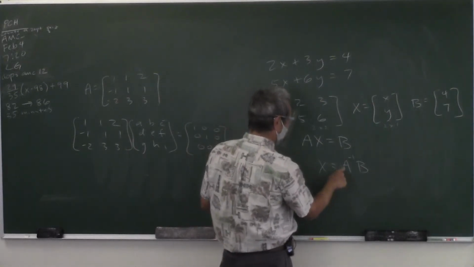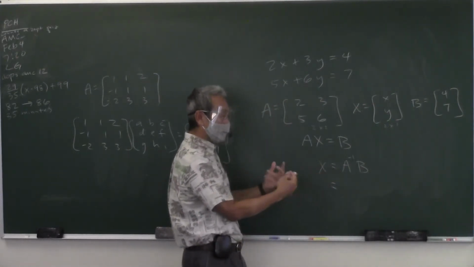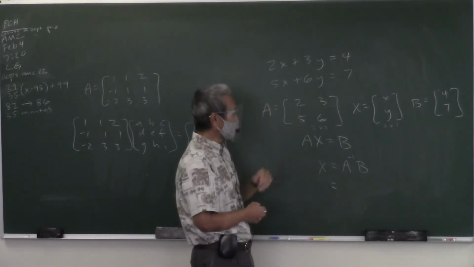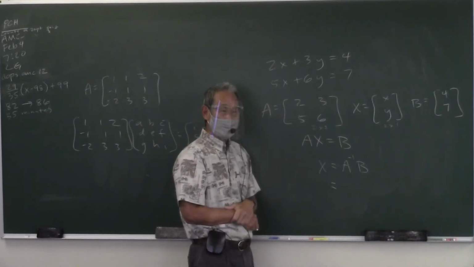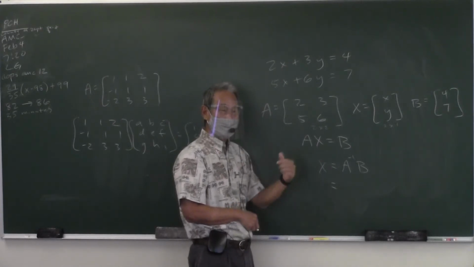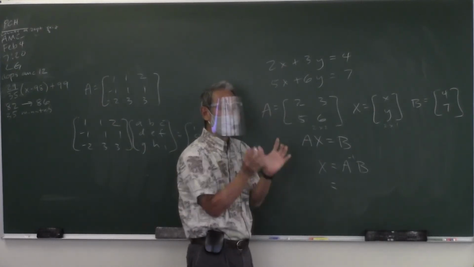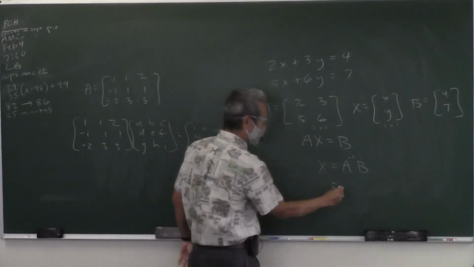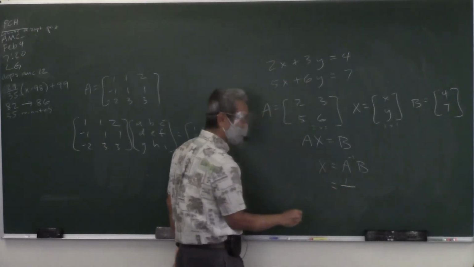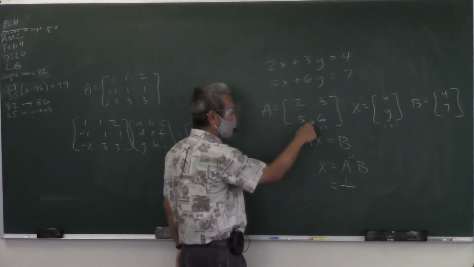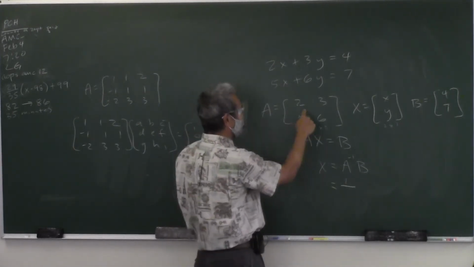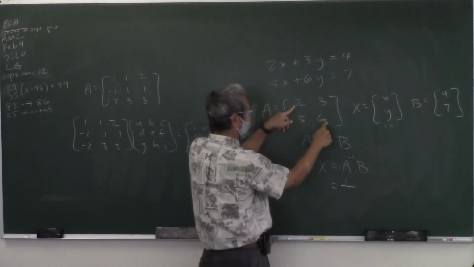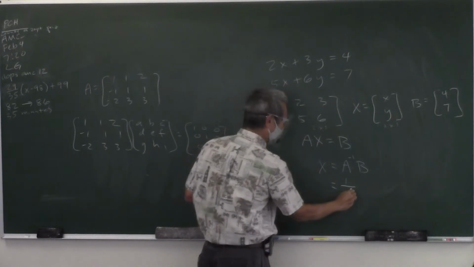So to do this method, everything depends on whether you can find the inverse of a matrix. Here's matrix A. How should I find the inverse? Should I use the ABC method or the theorem that I just taught you? Use the theorem. How do you find the inverse of this? 1 over the determinant. What is the determinant? This times this minus that times that. 12 minus 15. Negative 3.